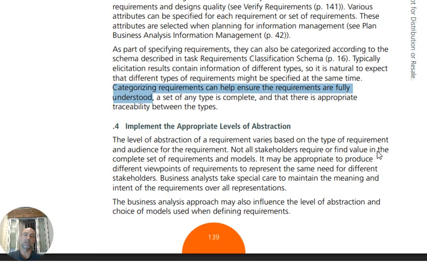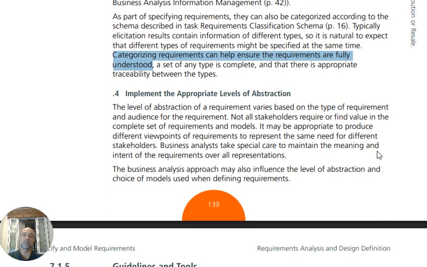Make sure each type is complete, with appropriate visibility between types. Amazing. Implement the appropriate levels of abstraction. The level of abstraction of the requirement varies based on the type of requirement and the audience for the requirements. Blah blah blah.